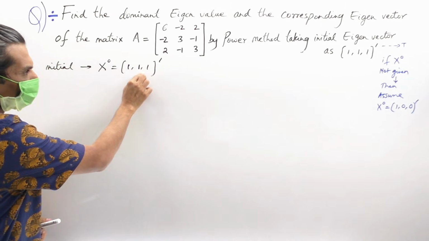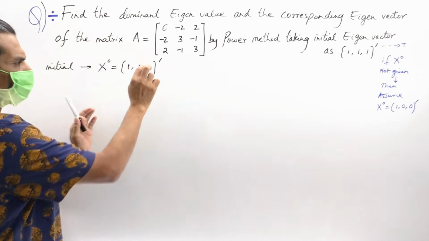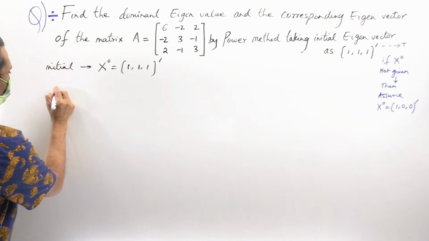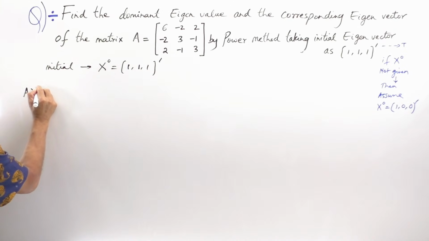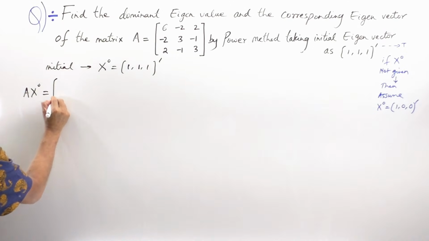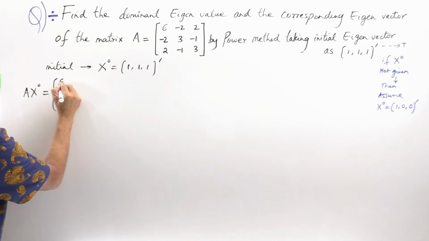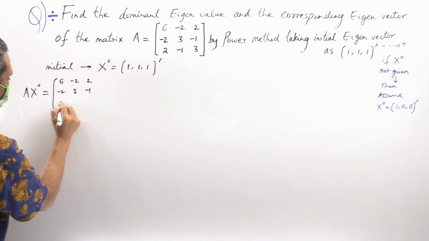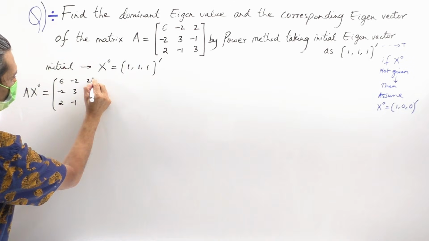They again take 1, 1, 1 transpose. If no, then take 1, 0, 0, since they are given here. First what we'll do, we'll multiply. So A into x naught is equal to, write it neatly. What is A? A is 6, minus 2, 2, minus 2, 3, minus 1, 2, minus 1, 3, into.